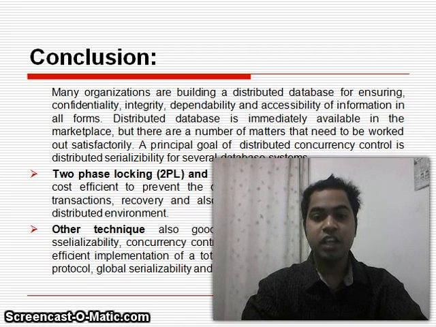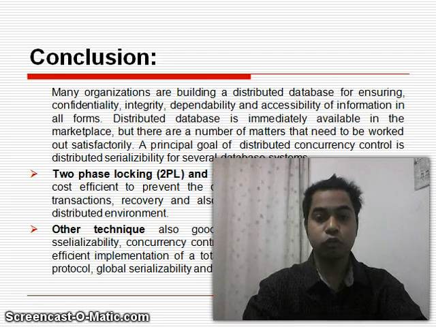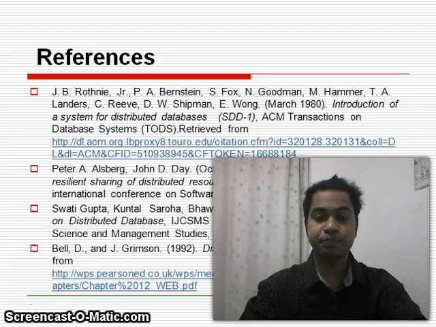Other treatments are also good for avoiding deadlock entirely, serializability, concurrency control, low latency networks, and efficient implementation of a total ordering, participating in atomic commit protocols, global serializability, and so on. There are some references here.